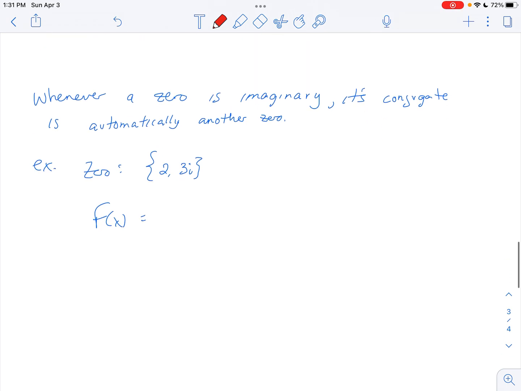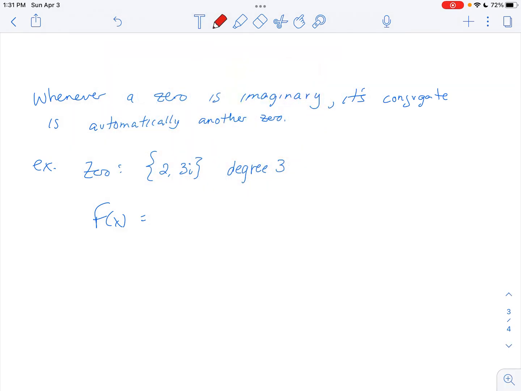And lastly, sometimes you'll get zeros as imaginary answers, as you might have seen from the last homework. So if you ever do have an imaginary answer or a complex number as an answer, just know that its conjugate is automatically another 0. So imaginaries and complexes always come in pairs. So this would also note that, okay, here's your 2 zeros, 2 and 3i, but it's a degree 3. So that means there should be 3 solutions to this.